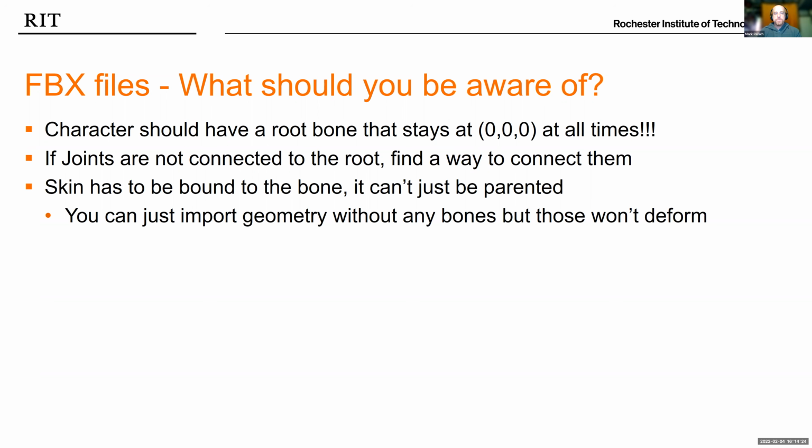Okay, your skin. The skin has to be bound to the bones. It can't just be parented. So if you have a character, the geometry, and you want that character to animate in some way in Unreal, you need to have it skinned to a joint. That joint could be floating out in space, whatever, and then you have the skin attached to it. That's fine, but it won't move around with the joint unless you have it skinned.